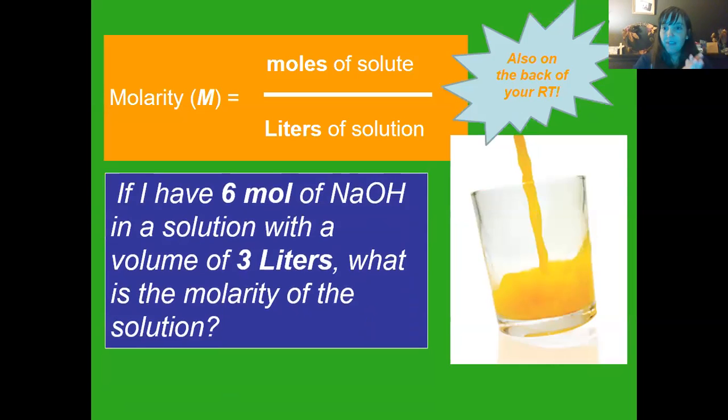So for instance, say I'm making a solution. I put 6 moles of sodium hydroxide into a solution, and the volume of the solution is 3 liters. I've got 3 liters of water. So what is the molarity? Well, molarity equals moles per liter. So that'll be 6 moles divided by 3 liters equals 2 molar. Awesome. So we call that a 2 molar solution.